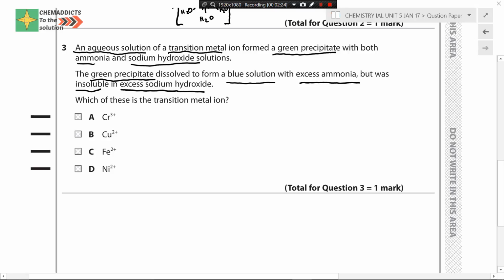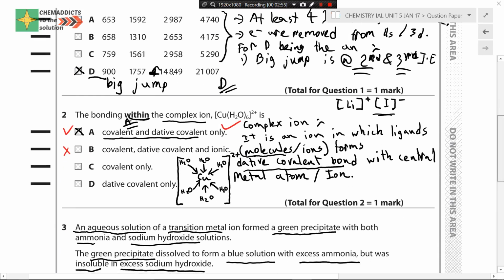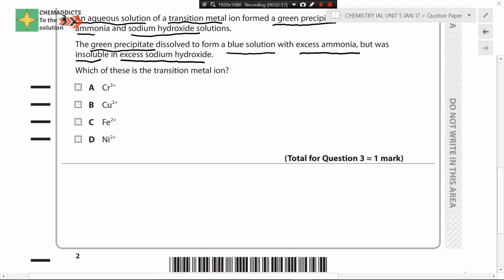Here at first we have converted this transition metal ion into metal hydroxide by reacting it with ammonia and sodium hydroxide solutions. So at first let us discuss some of the concepts regarding this question.